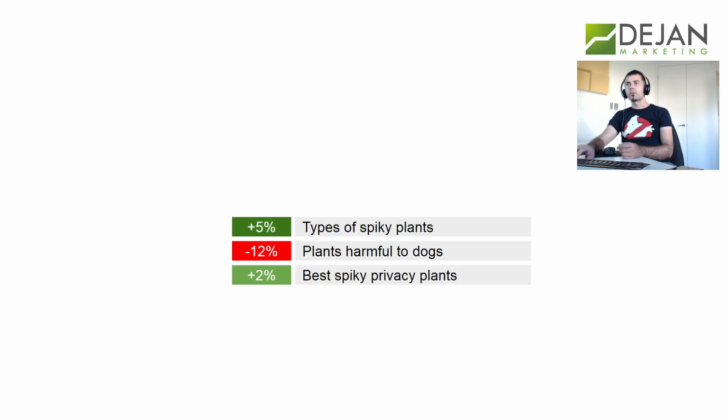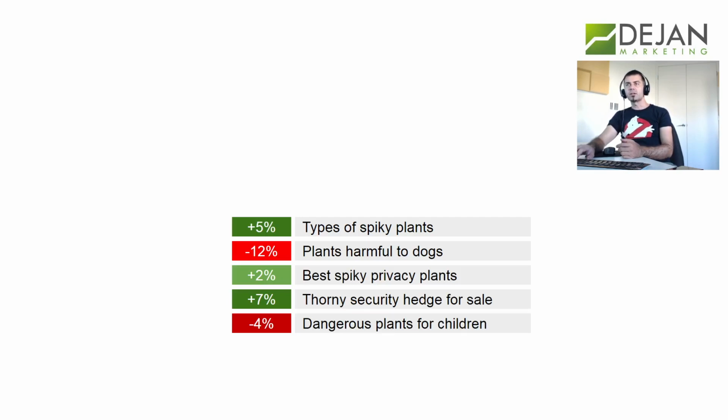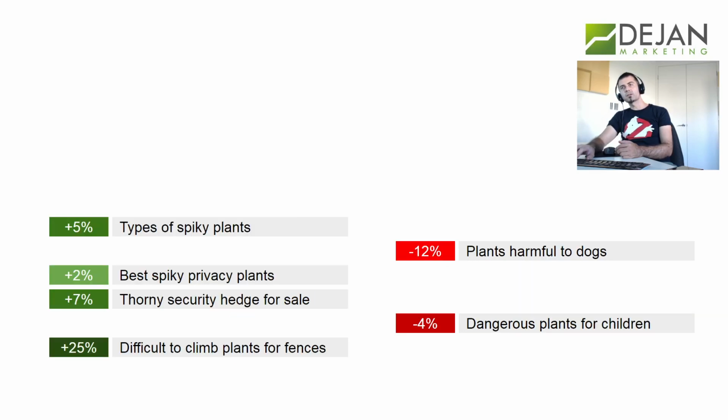So we look at this 5% case, which was a search for types of spiky plants. And then we've got plants harmful to dogs, which was a negative CTR. Well, fewer people clicked on it than we anticipated. And then we've got the best spiky privacy plants. We've got thorny security hedge for sale, dangerous plant for children, difficult to climb plants for fences.